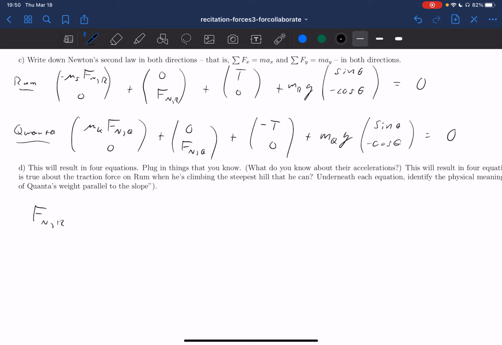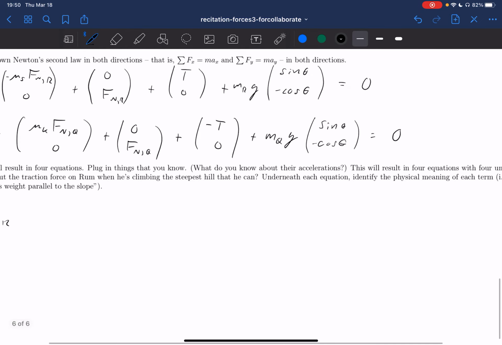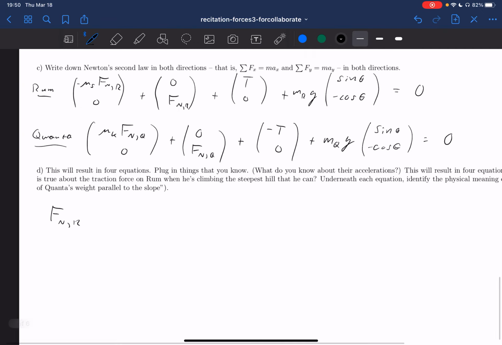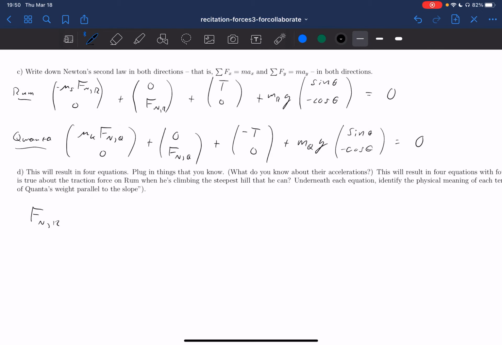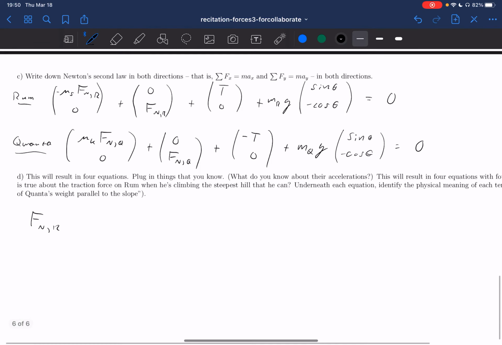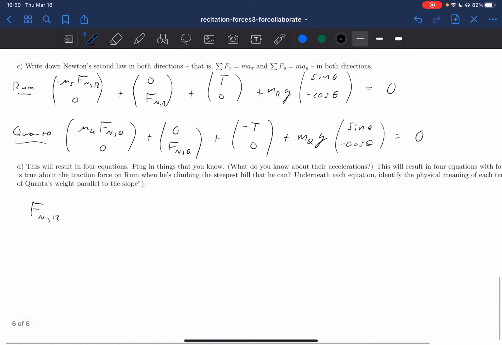Physical meaning of Quanta's, physical meaning of each term, i.e., component of Quanta's weight parallel to the rope. Yes, so I think I went through that. So I'm just going to start to solve this right now and work on solving this system of equations.